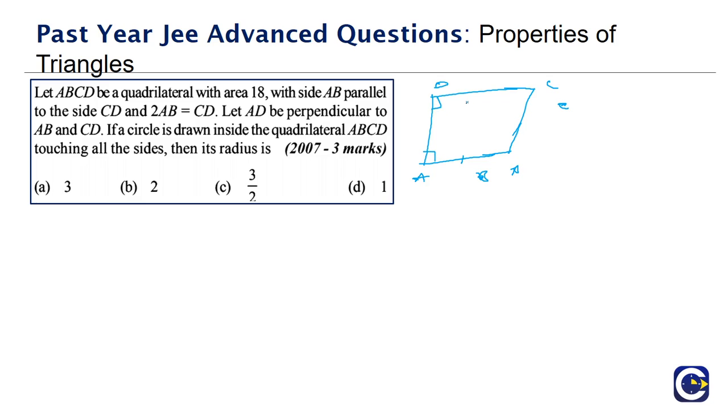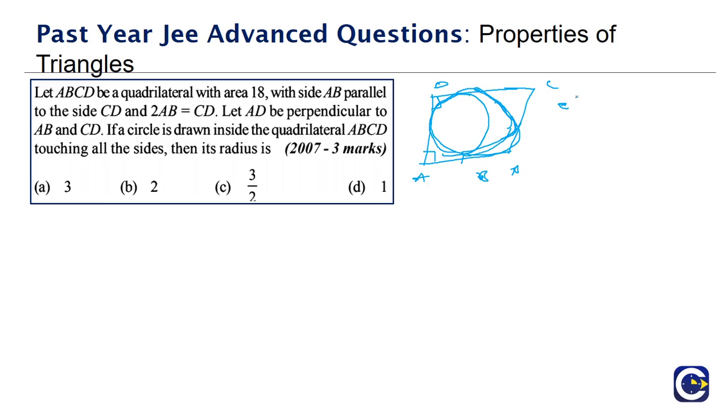And a circle is drawn inside the quadrilateral. If they draw a circle inside the quadrilateral touching all the sides, it implies that it should touch this side also. So I should draw a bigger circle. I am drawing a circle which touches all the sides. Now I should find the radius of this circle.